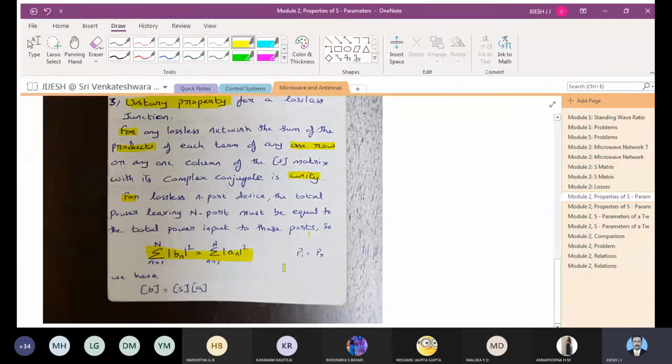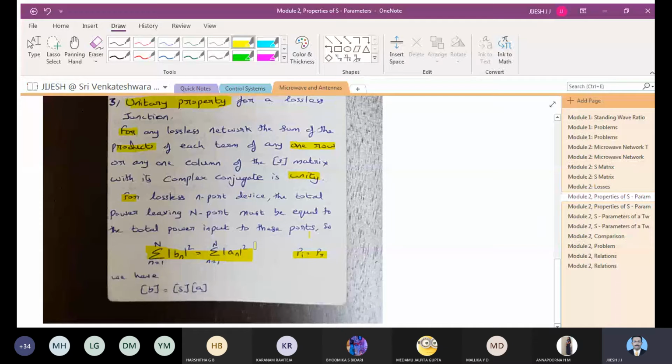So this is what we can say. Input power is the same as the total power. The total power leaving, so how much power is leaving out from the ports, is the same as the total power input to the ports. So we can write it in the form of a summation, sum of n equal to 1 to N. Here N is the number of ports. Small n is 1 to N, it indicates the number of ports. That is, summation of bn square, n equal to 1 to N, is equal to summation of an square, n equal to 1 to N.